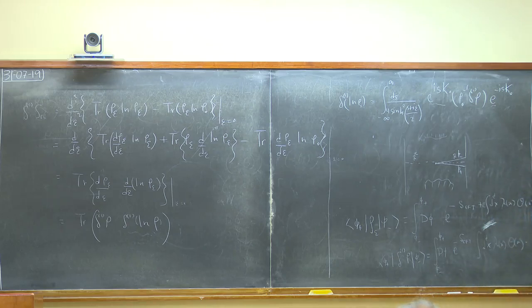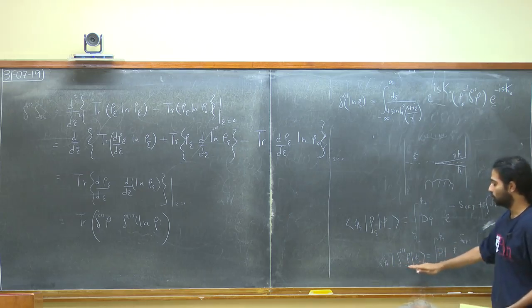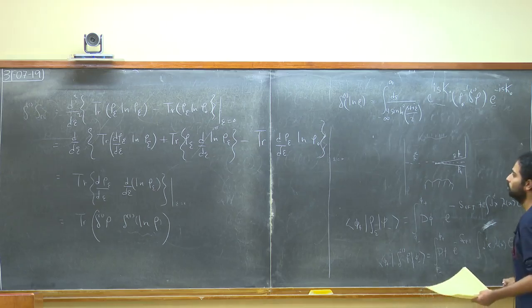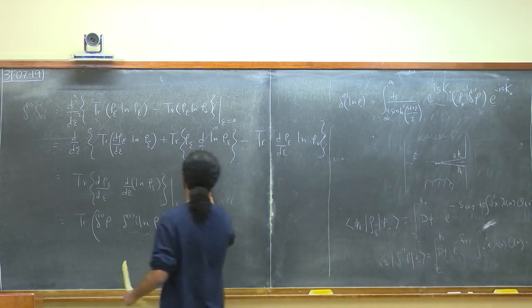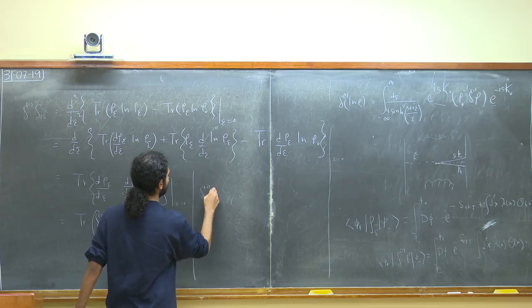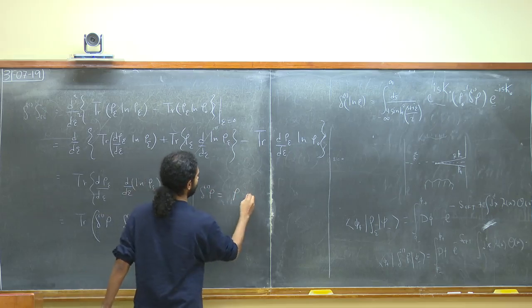Okay, so far so good. And this is true for any matrix element of this density matrix. So now I can read off from this expression an operator statement. The operator statement is that delta 1 rho is rho.